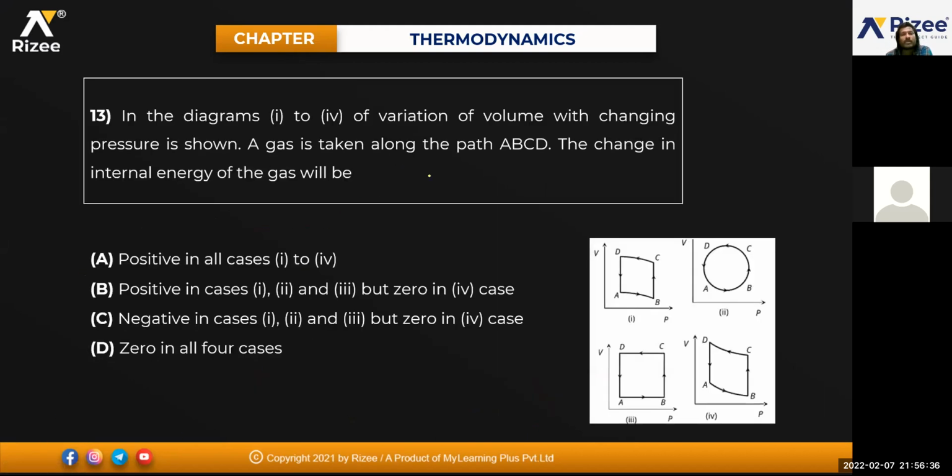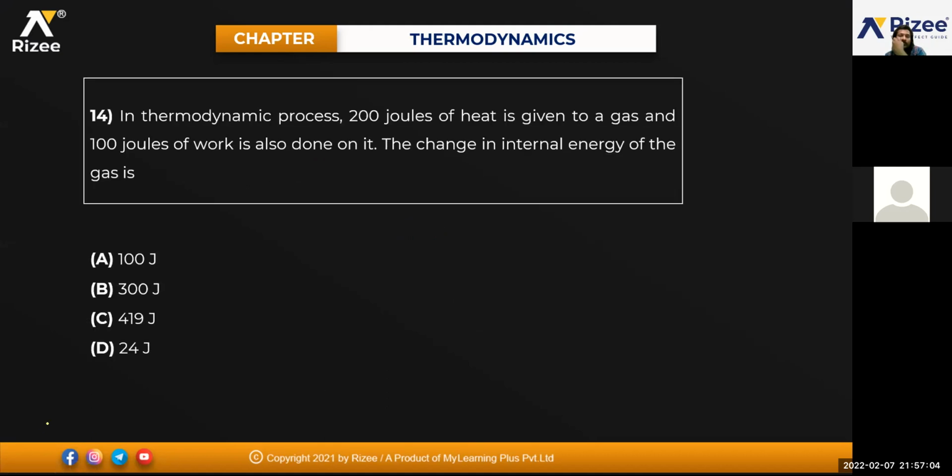Next one. Change in internal energy. Can anyone give me the answer, beta? In the diagram shown, the variation of volume with changing pressure is shown, and a gas is taken along the path A, B, C, D. The change in internal energy of the gas. See, the change in internal energy for any cyclic process will always be 0, beta. So it will be 0 for all the cases. Direct question. Because internal energy will depend upon what? Change in temperature. Initial and final temperature are the same, so the change is 0. So internal energy change will be 0 for all cyclic processes. Direct question.